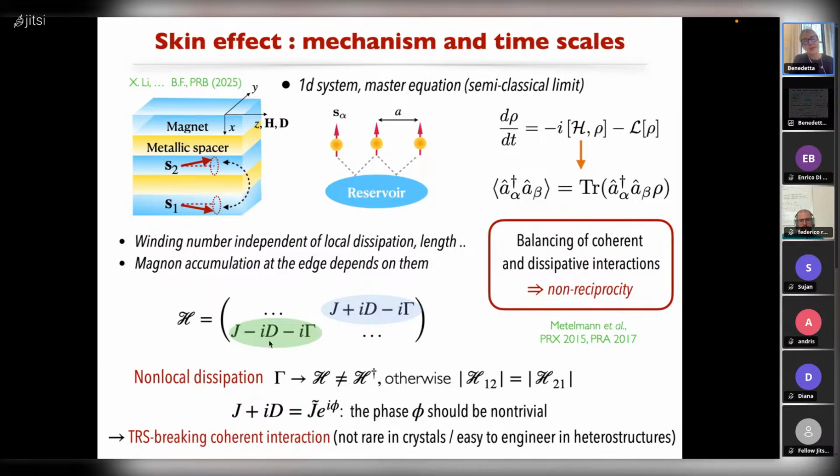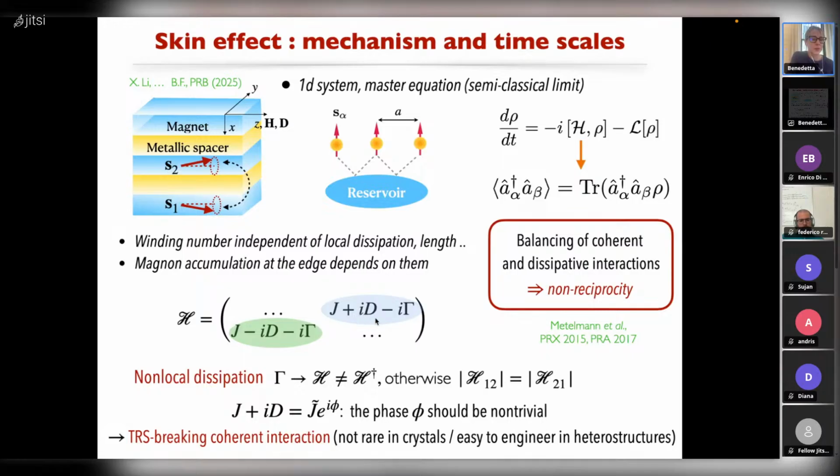More interesting, what we realized finally by rewriting our problem in a simpler form was why we need to have DMI and non-local dissipation at the same time. And we realized also, and we were not familiar with these works at the time, that this is actually something quite well known in the context of reservoir engineering of open quantum systems, and it was proposed by Clerk and Metelmann in 2015. So you can see it clearly here. I'm writing the interaction between just two spins in my model. Now you have a term like DMI, right?